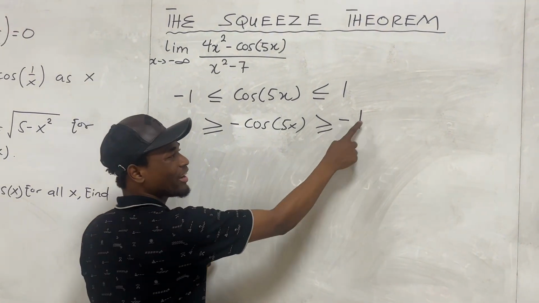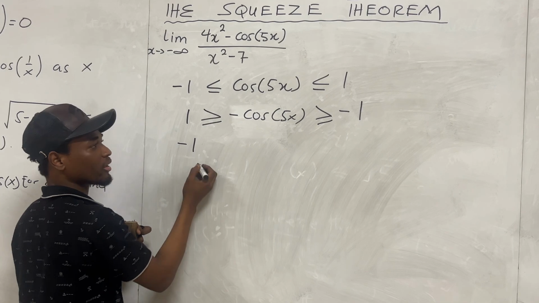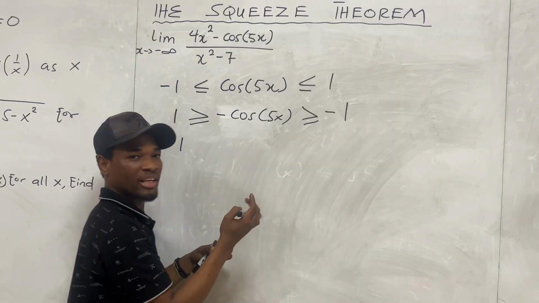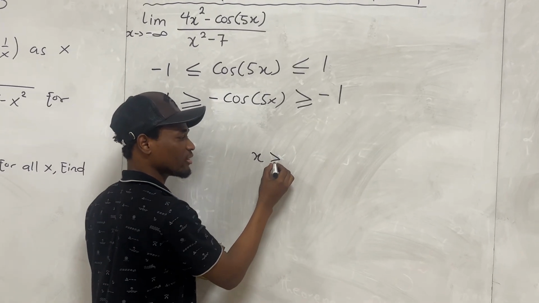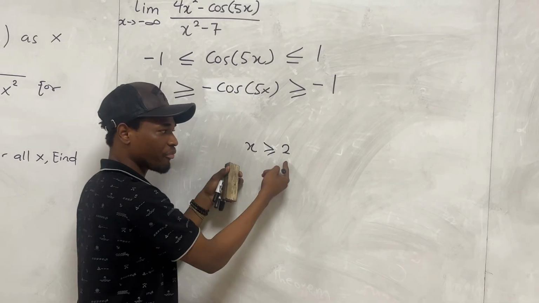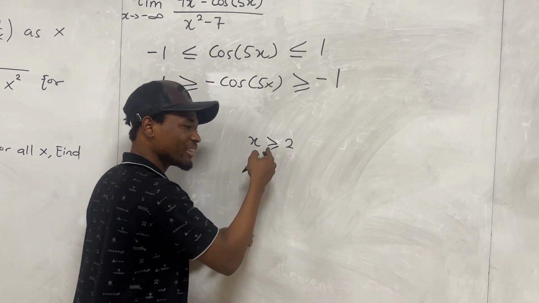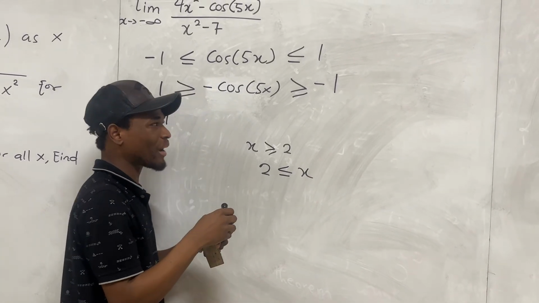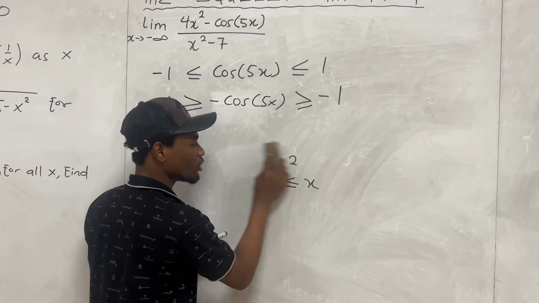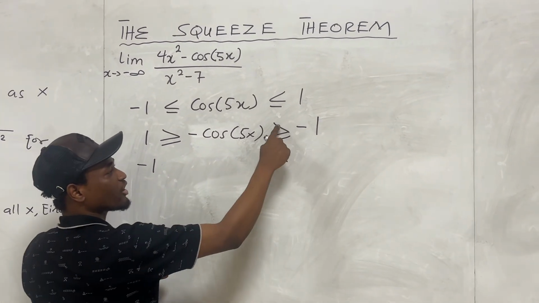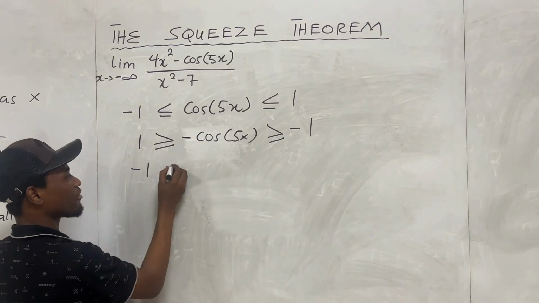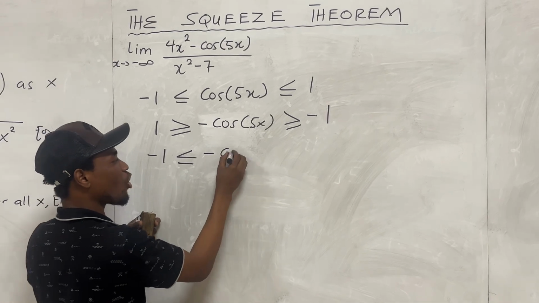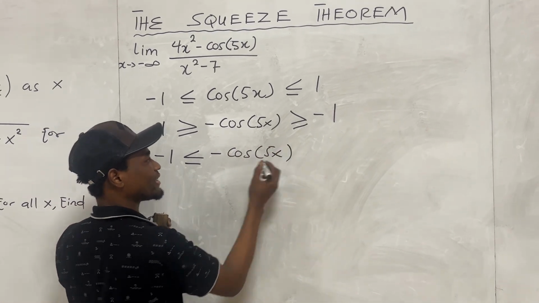So viewers, what we can do here is flip this. Because I'm flipping it, I will reverse the sign. For example, if I have x is greater than or equal to 2 and I want to flip this, I will say 2, then reverse the sign, less than or equal to x. So we are going to apply the same concept over here. Because I'm flipping, I have -1, we reverse this sign. So what do I have? I have -1 less than or equal to negative cos 5x.